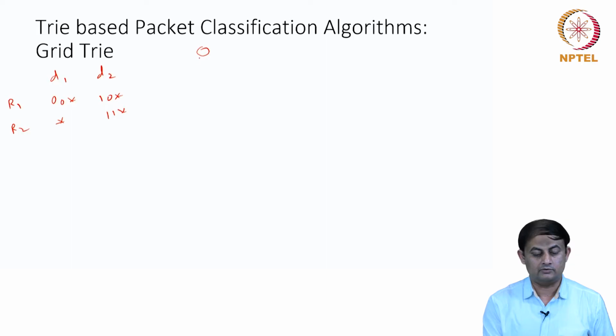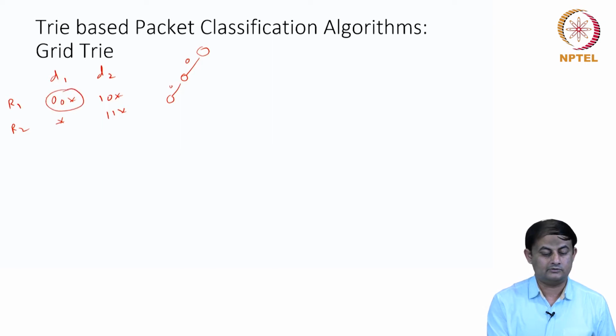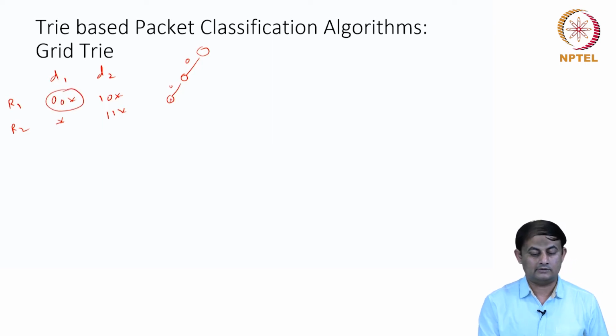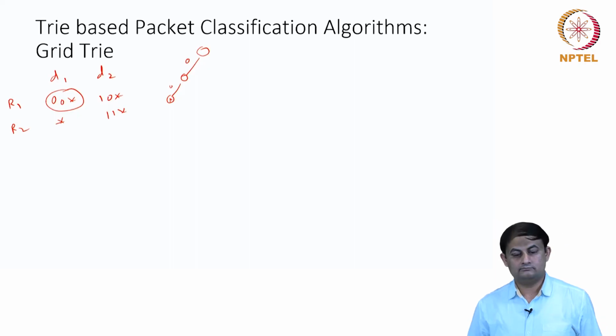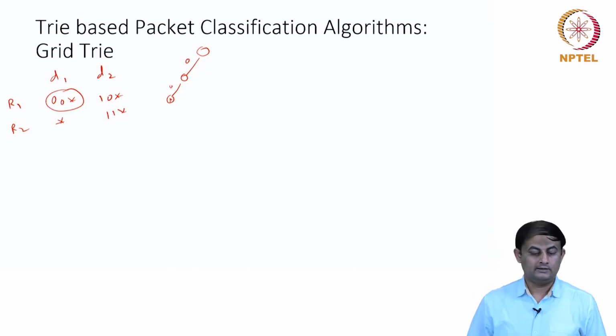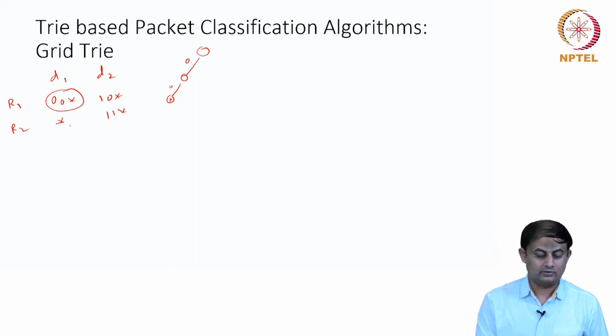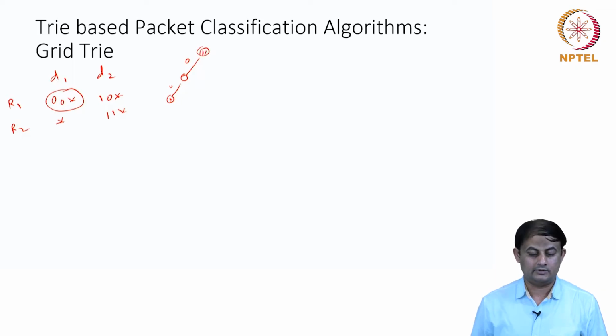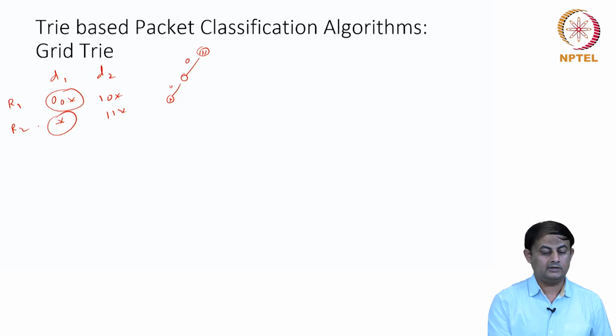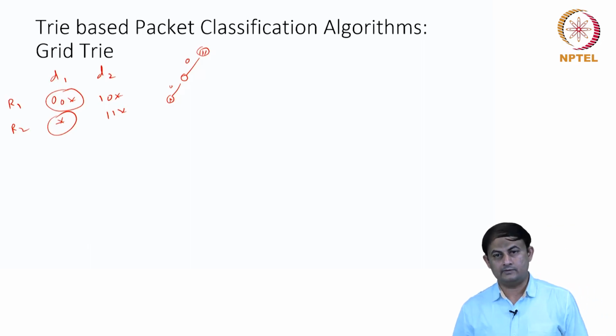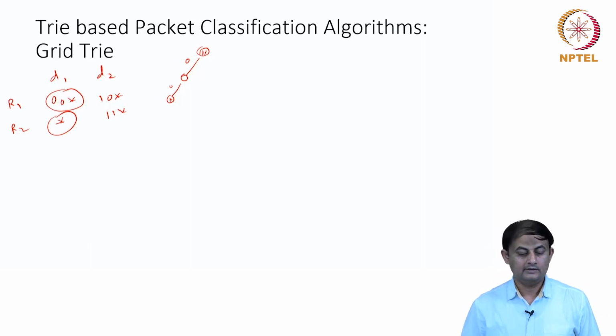So I'll start with the root node, and then on a 0 you come to the left, and on a 0 you come to the left. This 0 0 star is handled. I'll mark this with a highlight. And then you go to the star, that is done by highlighting the root node itself. So both the prefixes of dimension D1 are now taken care of. And now let's go to the second dimension.